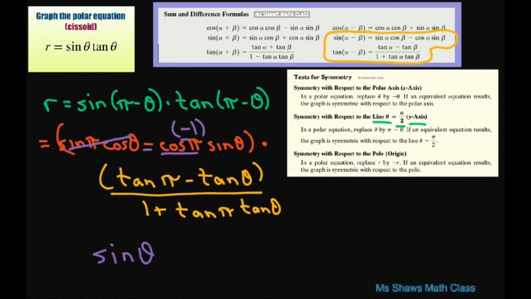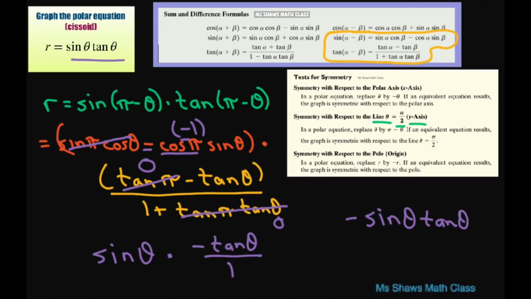Now for this piece, we get negative tan of theta, because tan of pi is 0. And this 0 knocks out the denominator term, so it's divided by 1. Therefore, we have negative sine of theta times tan of theta, which does not give us an equivalent equation. Therefore, our second test here fails, so it's not going to be symmetric to this line.